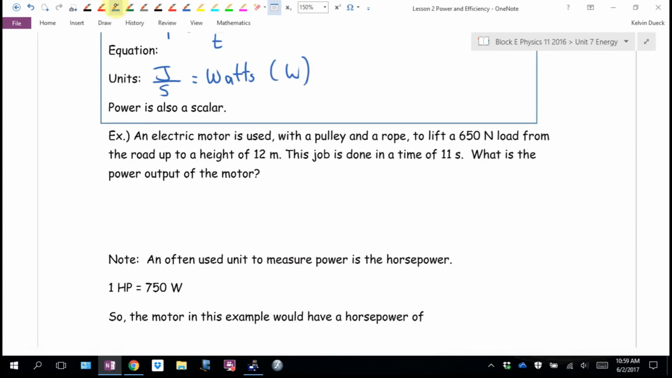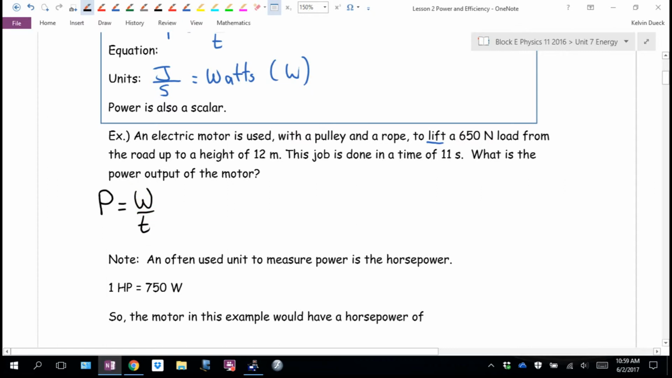Suppose an electric motor is used with a pulley and a rope to lift, underline the word lift, that tells me a great deal, a 650 Newton load from the road up to a height of 12 meters. The job is done in a time of 11 seconds. What's the power output of this motor? Thomas, what does this question want me to find? Power output. Yep.